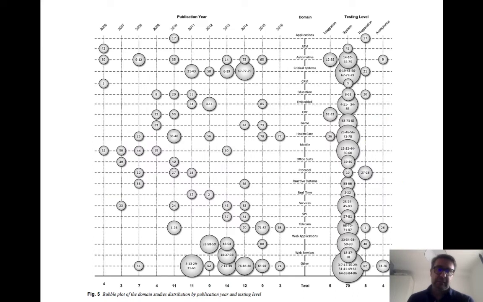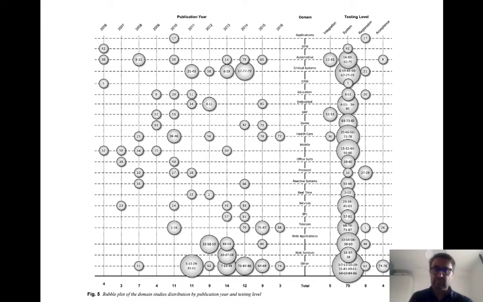Okay. This one is a little bit complex. We don't need to understand all the details, but this is a so-called bubble graph. So you have a few things going on here. Start with the y-axis. There you have domains. So you have ATM, which would be banking applications, automotive, critical systems in general, so this can be some kind of safety critical and so on. You have telecom if you go down.